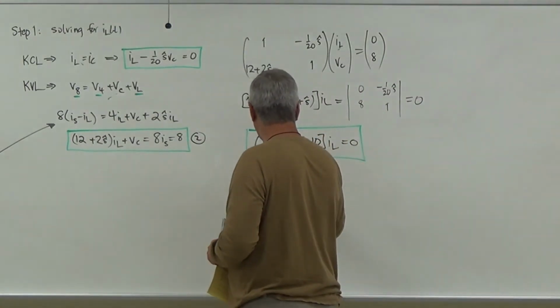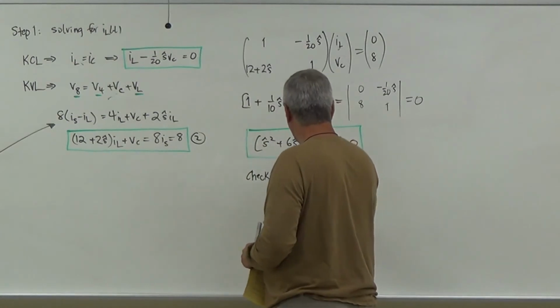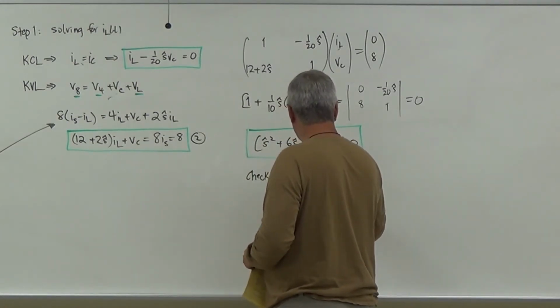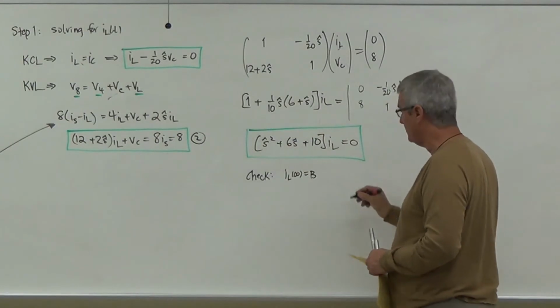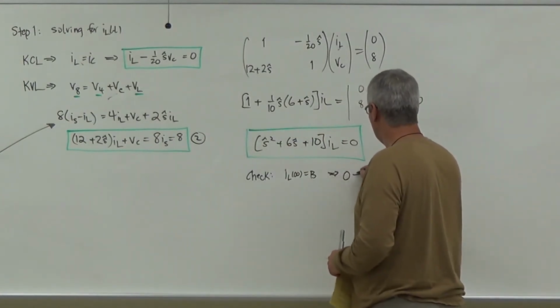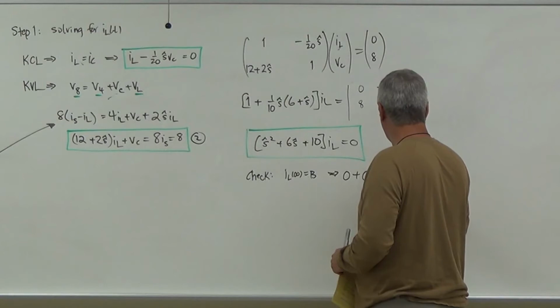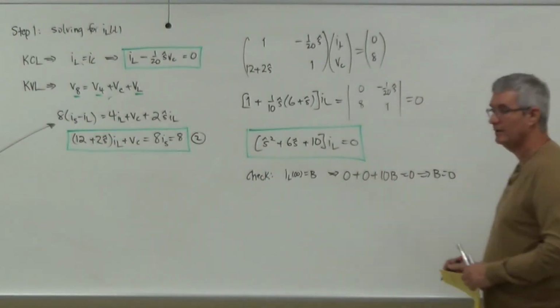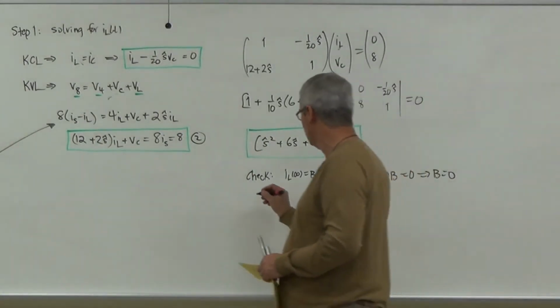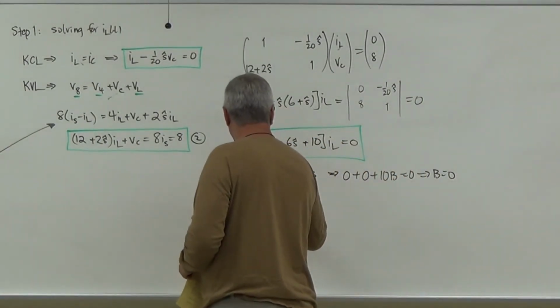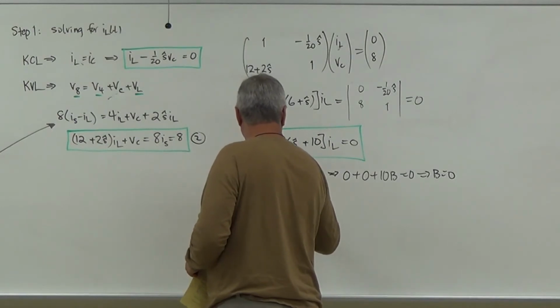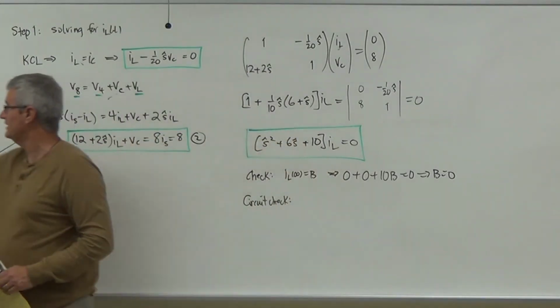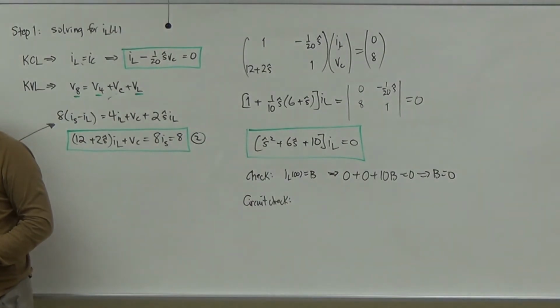Just a small check. We see that if IL at infinity is equal to B, if I plug it into this equation here, I'm going to get 0 plus 0 plus 10B equals to 0, tells me that B is equal to 0. And if I look at the circuit check, we see here that the cap opens up. If it opens up, there's 0 current in the inductor at the final steady state.